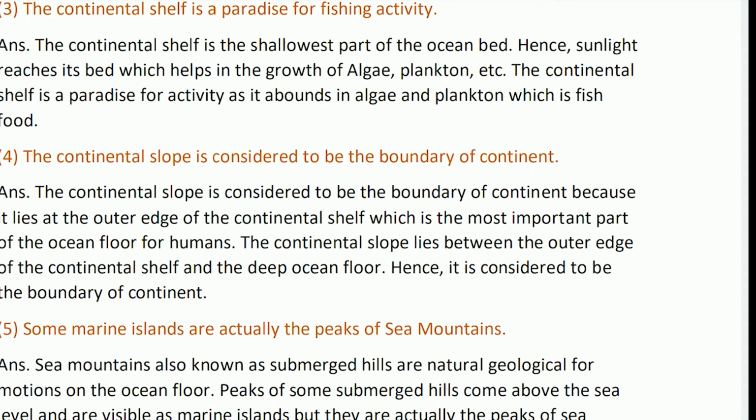The continental slope is considered to be the boundary of the continents. It lies at the outer edge of the continental shelf, which is the most important part of the ocean floor for humans. The continental slope lies between the outer edge of the continental shelf and the deep ocean floors. Hence, it is considered to be the boundary of the continents.